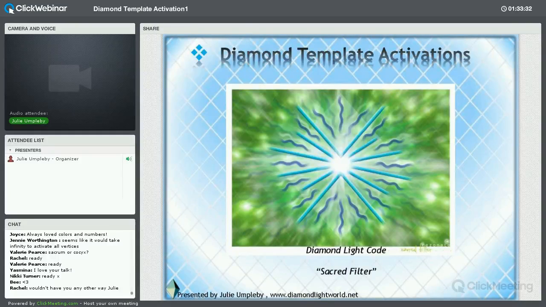And it begins by expanding that column of light that's running from your Earth star to your Soul star. And the code begins to expand around that central core column. You may feel a quickening in your body as you expand this code so that it becomes a three-dimensional sphere of living, moving consciousness.